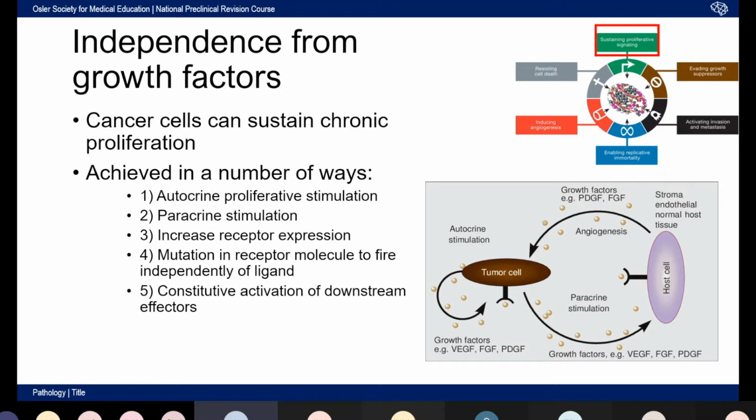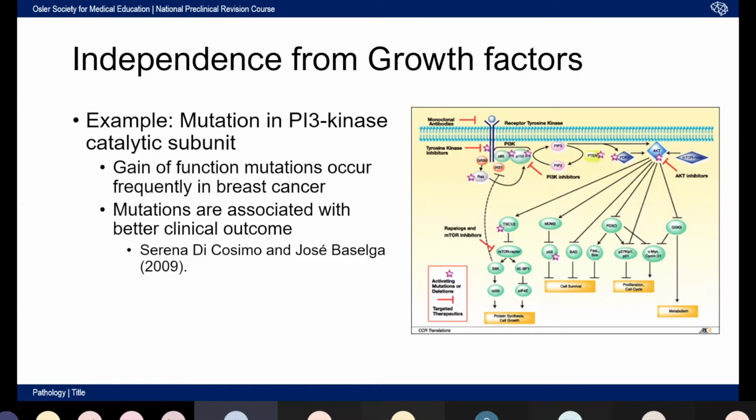So, for example, 40% of melanomas contain activating mutations in BRAF, which results in constitutive signaling through a mitogen activated protein kinase pathway. Another example is mutations in the PI3 kinase catalytic subunit. This is detected in different tumor types, but especially breast cancer. So the gain of function mutation is often found there, and this mutation hyperactivates the kinase.